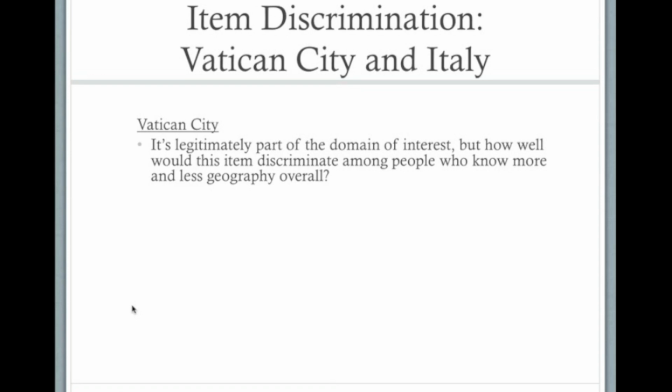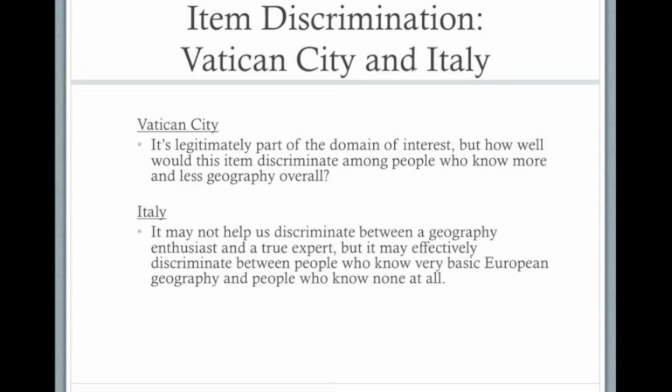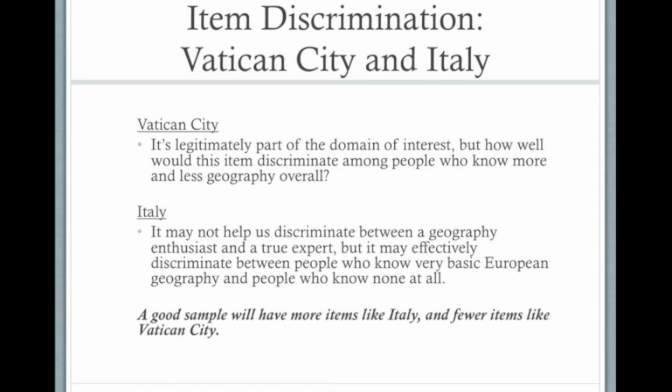You may be thinking, what a ridiculous item, but in fact, it's legitimately part of the domain of interest. But how well do you think this item would discriminate among people who know more and less geography overall? Probably not so well. Compare this to Italy. Now, Italy may not help us discriminate between a geography enthusiast and a true expert, but it may effectively discriminate between people who know very basic European geography and people who know very little or none at all. A good sample will have more items like Italy and fewer items like Vatican City.